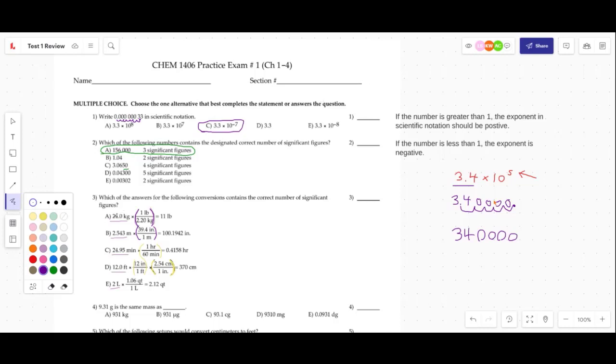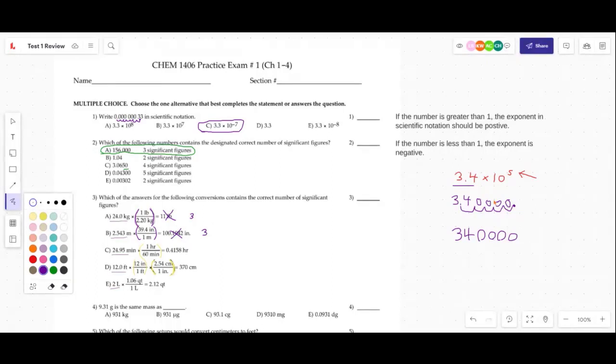So in this case for A, 24.0 has 3 sig figs, 2.20 has 3 sig figs. So my answer should have 3. It should have 3, but it doesn't, so this is wrong. B, the 2.543 has 4 significant figures, and the 39.4 is a measured one, so that only has 3 significant figures. So my answer once again should have 3, but clearly this has like 7, so that's wrong.